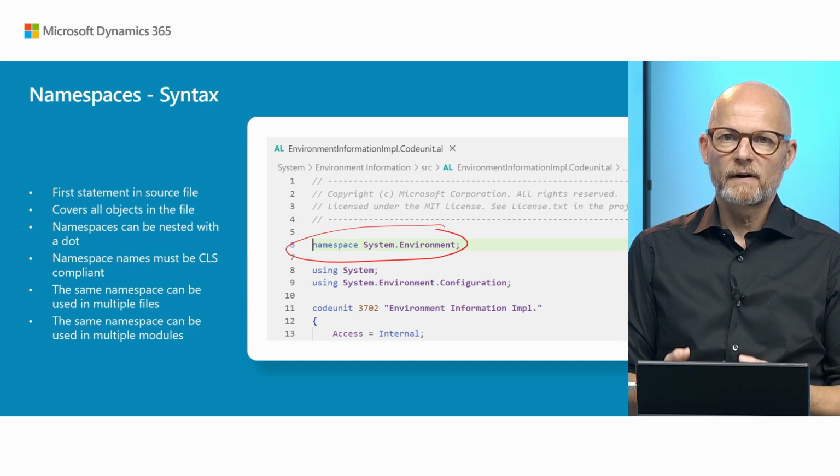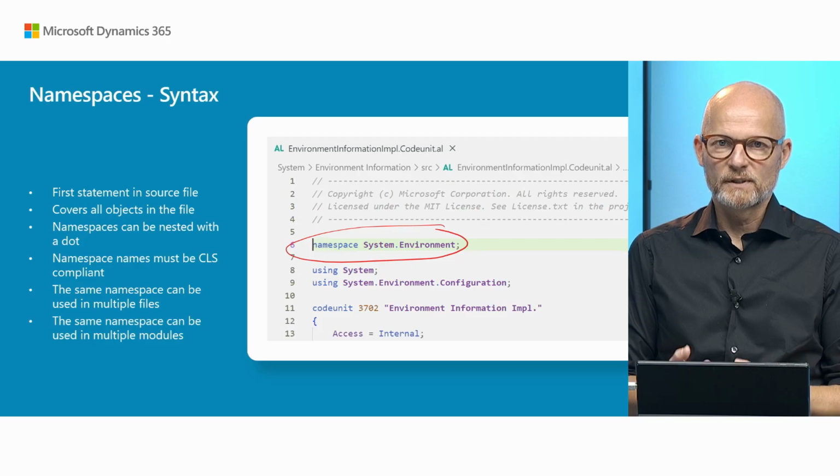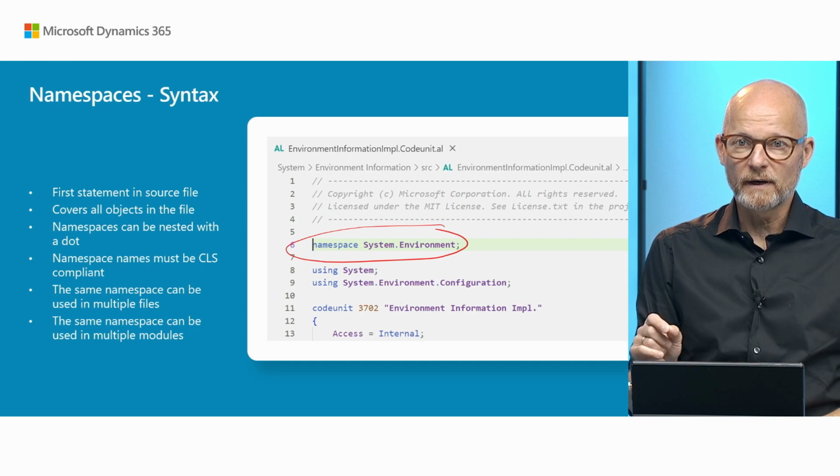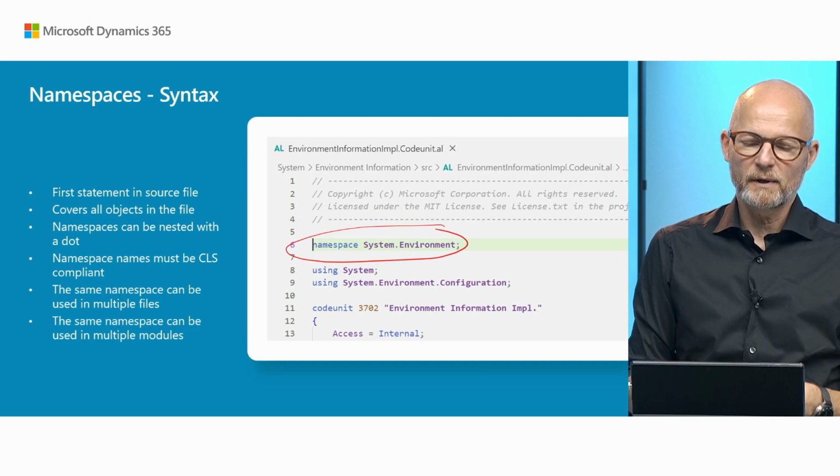The identifiers used in namespaces must be CLS compliant, which means that they have to start with an underscore or a letter. You can have the same namespace in many files, and you can have the same namespace in multiple modules. It's not tied to a specific module.